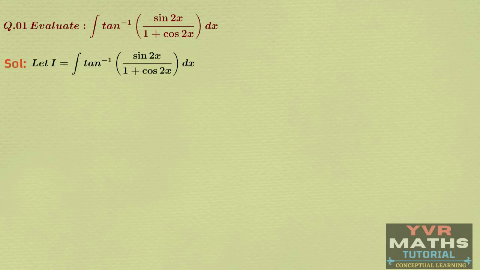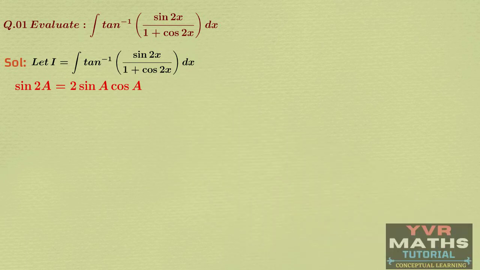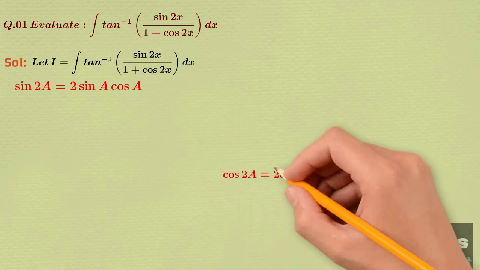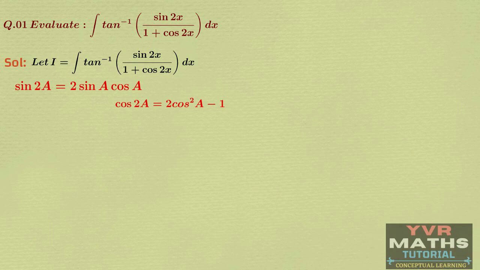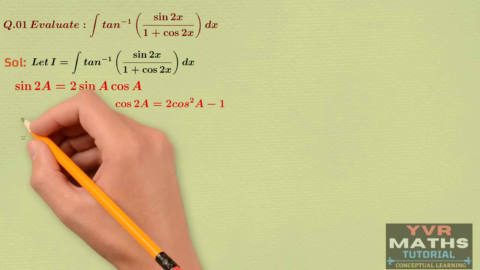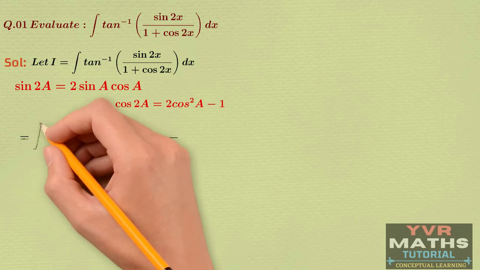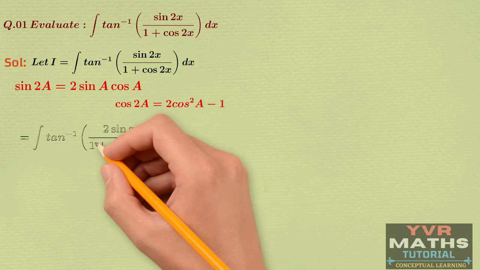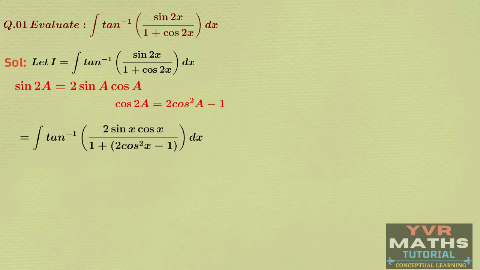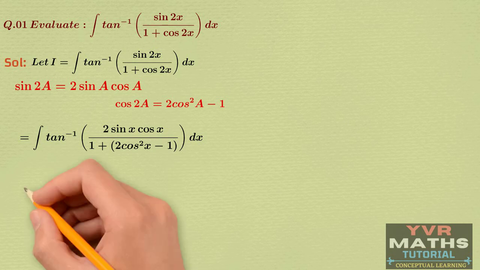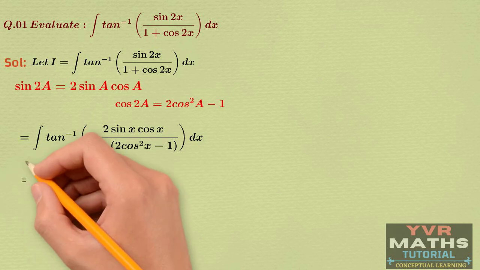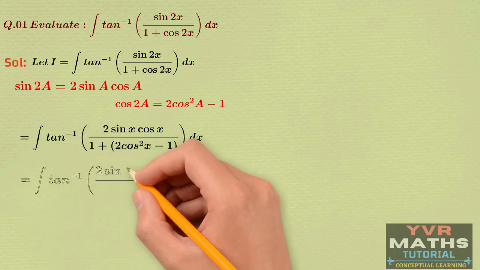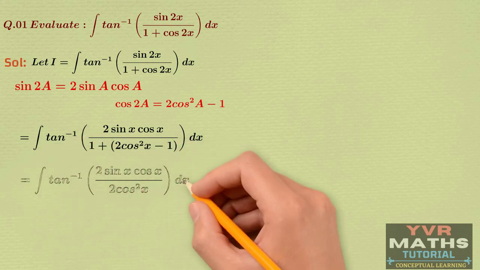We know some basic formulas from the trigonometry concept. Sin 2a is equal to 2 sin a cos a and cos 2a is equal to 2 cos square a minus 1. So I am going to apply these two formulas on numerator and denominator. See the next step. Integral tan inverse of 2 sin x cos x by 1 plus 2 cos square x minus 1 dx. If you observe on denominator, plus 1 minus 1 get cancelled, then the next step is integral tan inverse 2 sin x cos x by 2 cos square x dx.